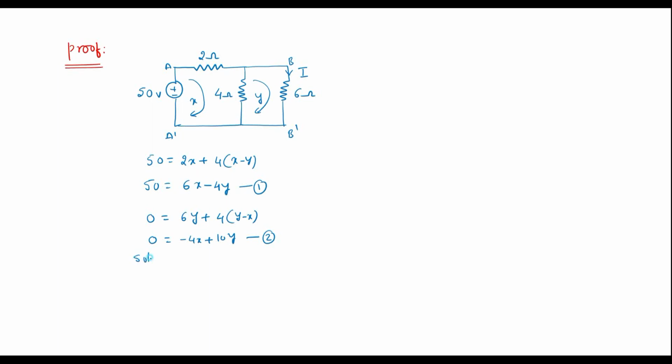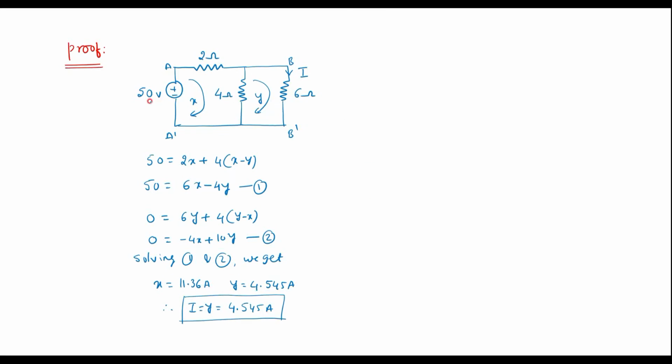Solving equation 1 and 2, we get X is equal to 11.36 amps and Y is equal to 4.545 amp. So therefore here we can see that Y is nothing but I. So I is equal to Y, which is equal to 4.545 amps. Now we'll interchange voltage and current.